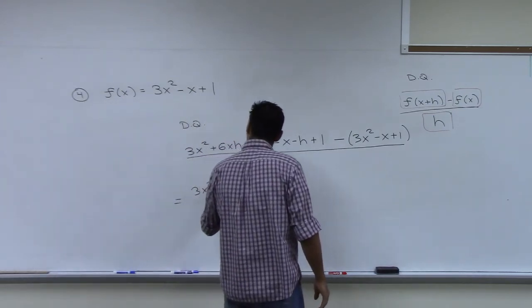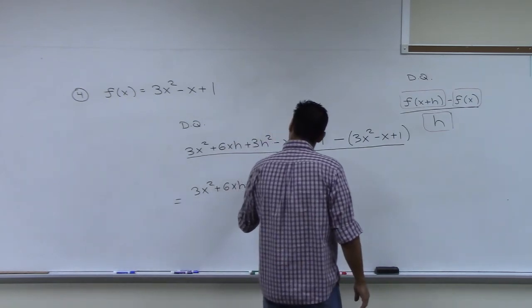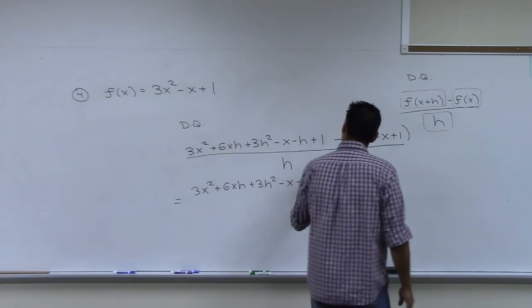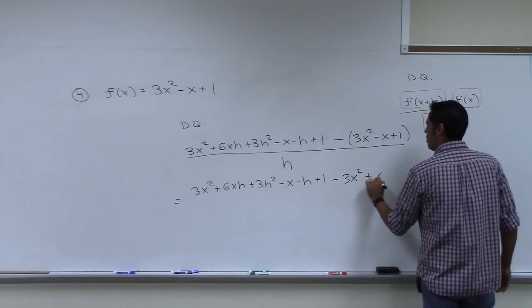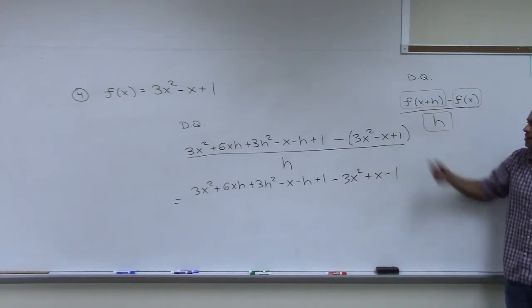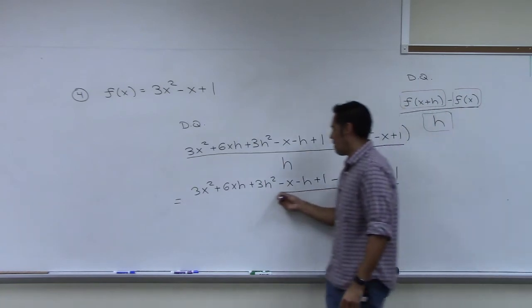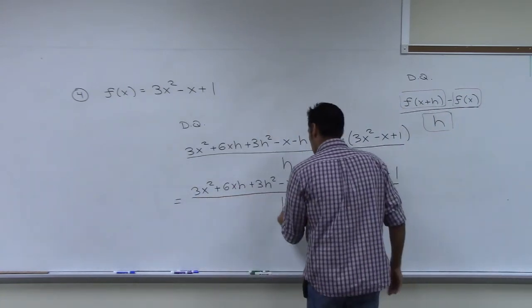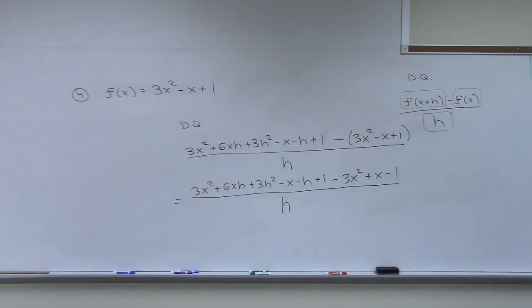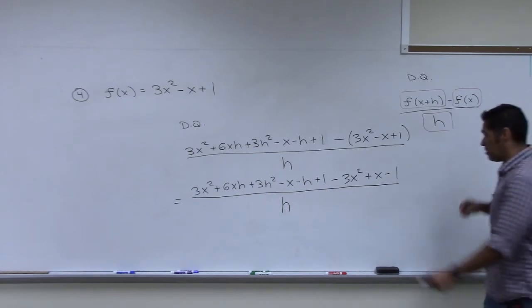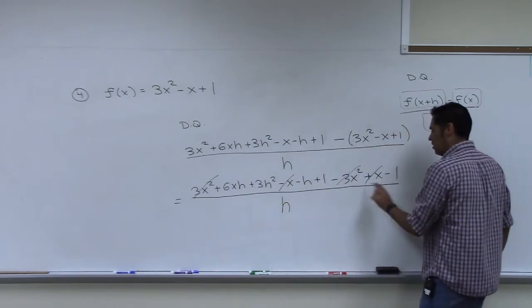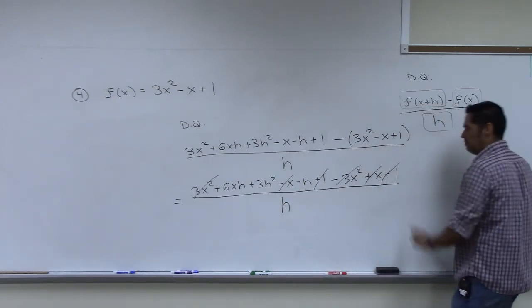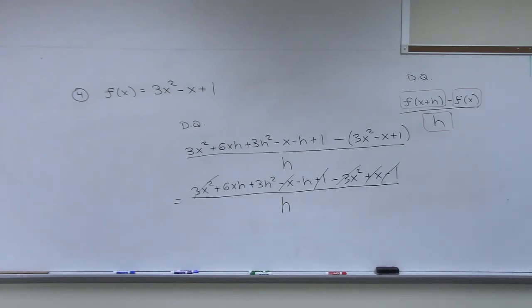What am I about to do here? What am I going to do? Distribute, yep. Negative 3x squared. And really all it does is changes the signs. Changes all these signs. And then all of this over h. Now, when I do that, I should get a bunch of stuff to cancel. So what goes away here? 3x squareds go away. X goes away because I have negative x and plus x. 1 and minus 1. And nothing else cancels.